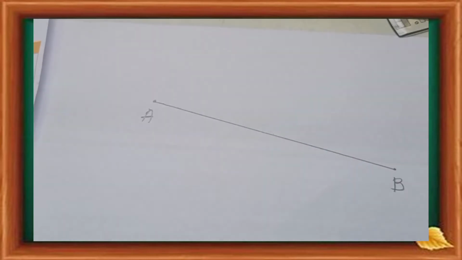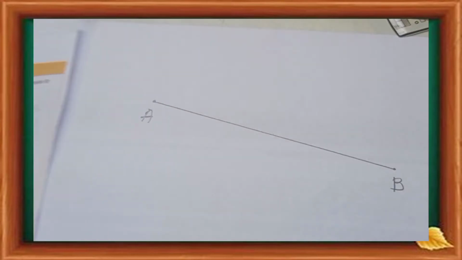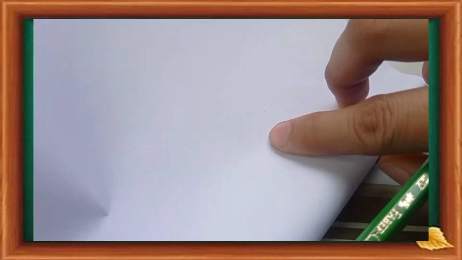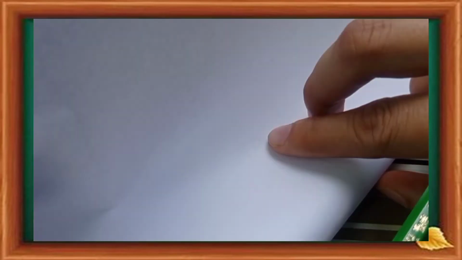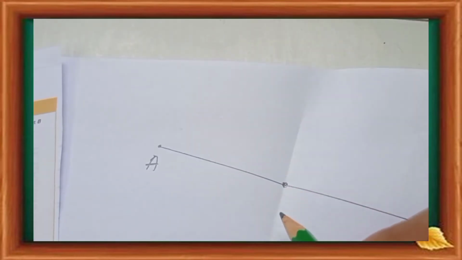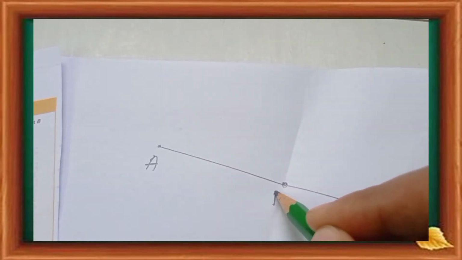After having this segment, let us now fold the paper so that point B is on top of point A. So let us fold this paper. All you need to do is to check whether point B is on top of A. Then, after you fold, this is the point of intersection of these folds. Let us name this point M.